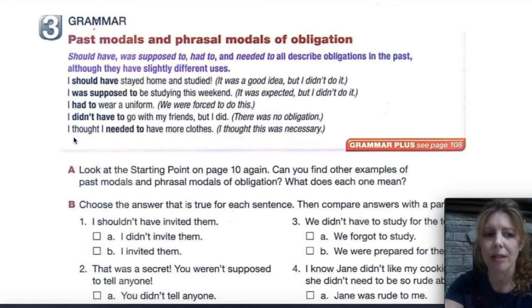Look at the last one. I thought I needed to have more clothes. I needed to have, or I needed to.